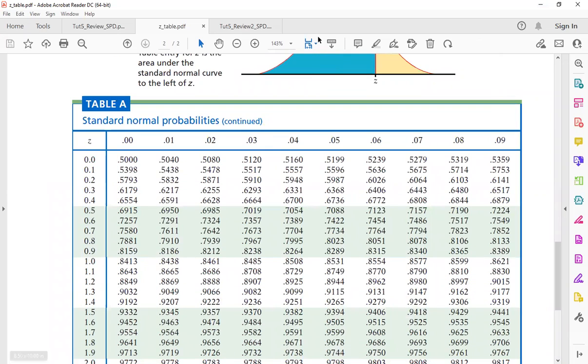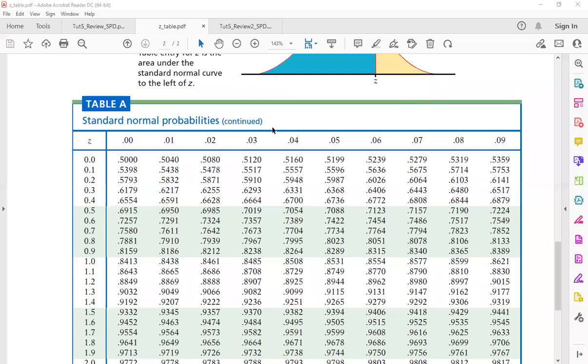All right, so I have 1. Let me try and draw this. So we have 1.3 here. We are looking for 2. So this is where they intersect, 0.9066.